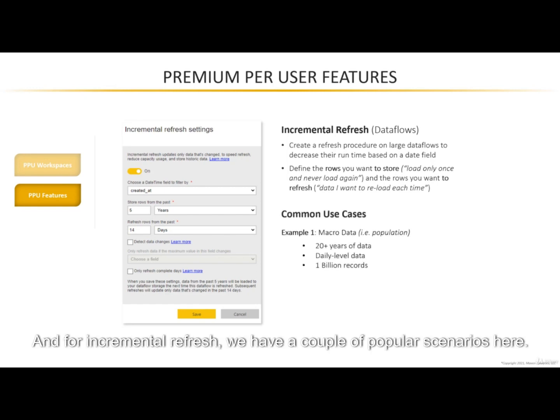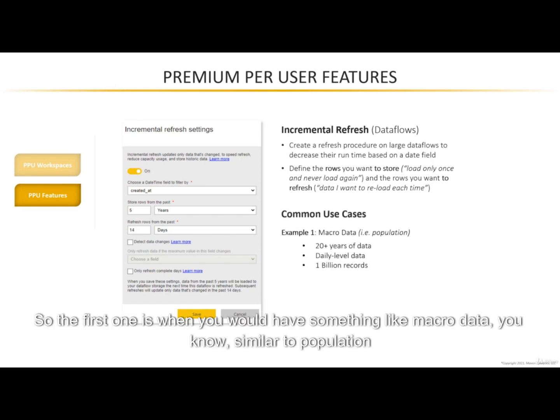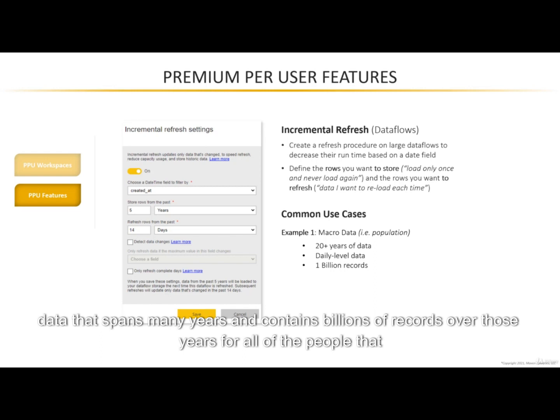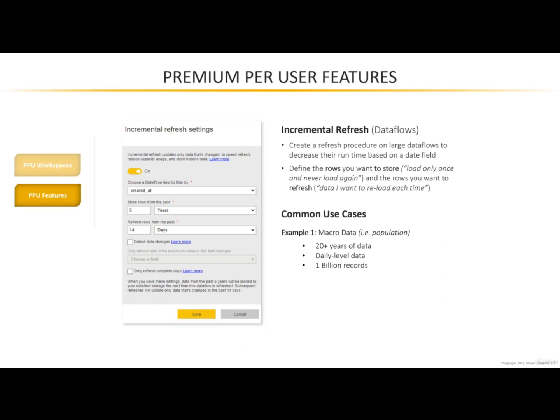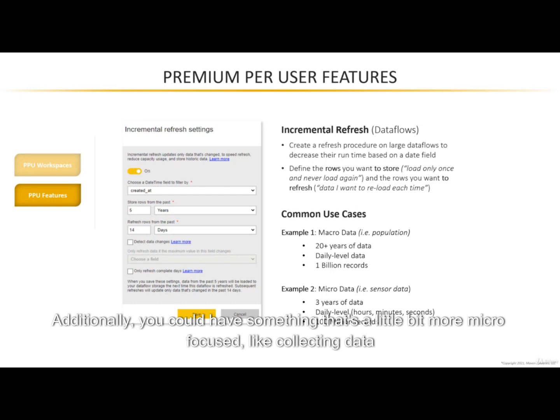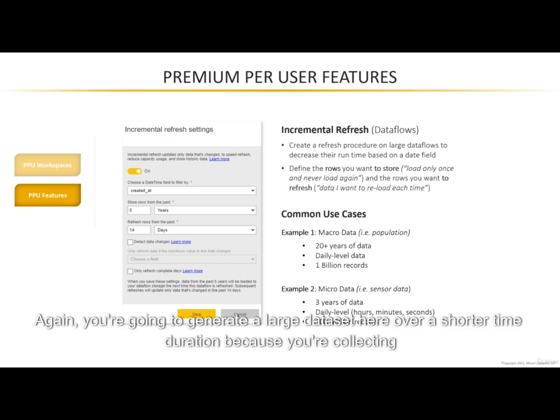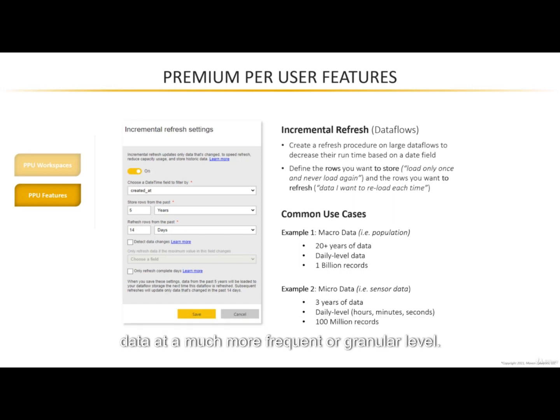And for incremental refresh, we have a couple of popular scenarios here. So the first one is when you would have something like macro data, similar to population data that spans many years and contains billions of records over those years for all of the people that are within that population. Additionally, you could have something that's a little bit more micro-focused, like collecting data from sensors. Again, you're going to generate a large data set here over a shorter time duration because you're collecting data at a much more frequent or granular level.